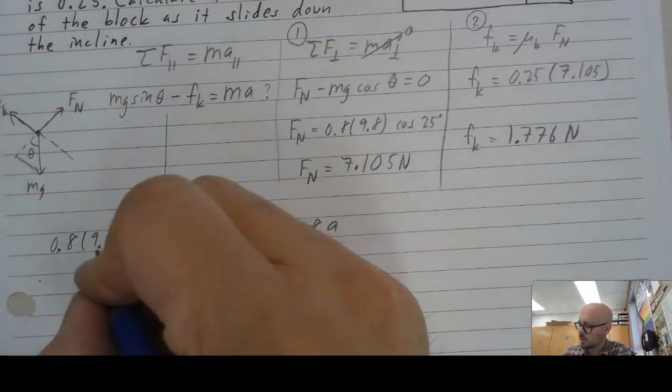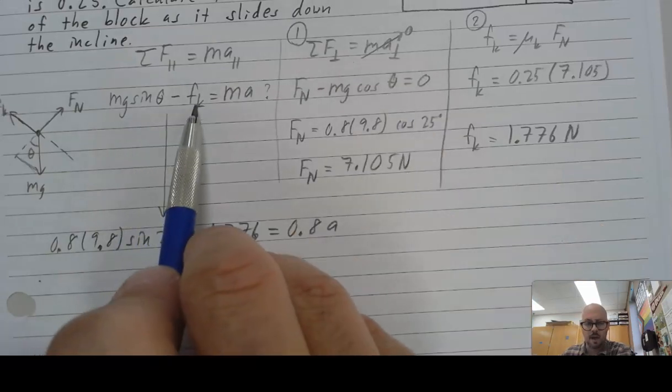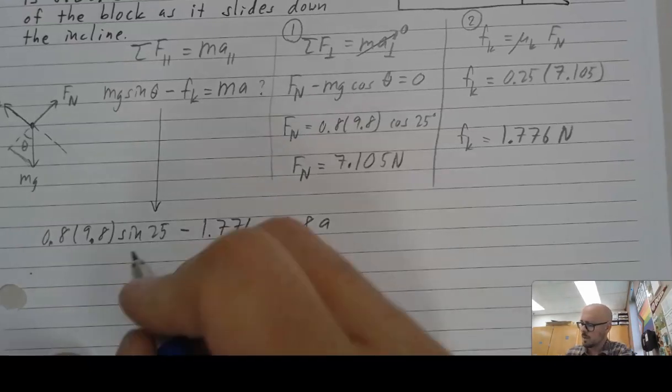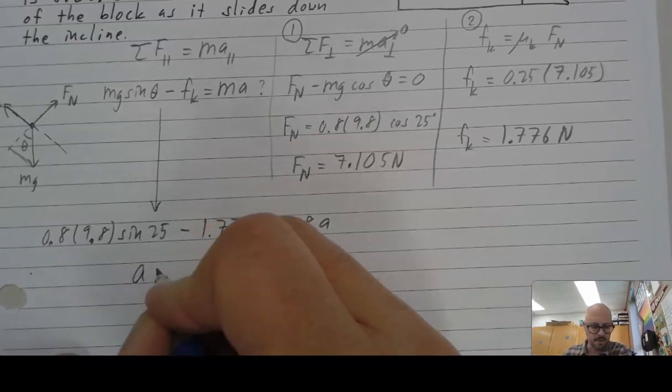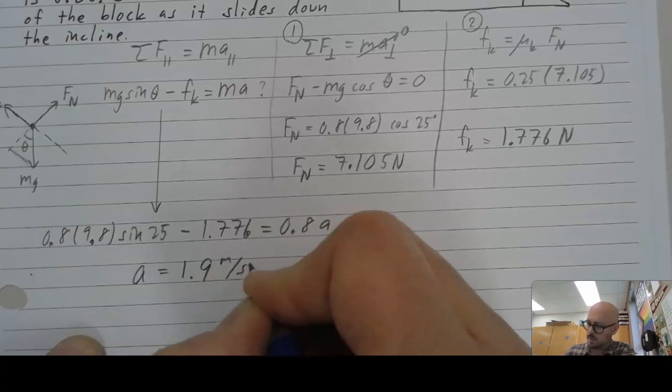Okay, so I had to go and do stuff in other equations first because I needed to have the friction force in order to find the acceleration. But once I do that, I can plug all that in, and I get an acceleration of 1.9 meters per second squared.